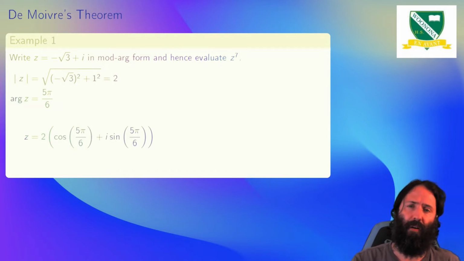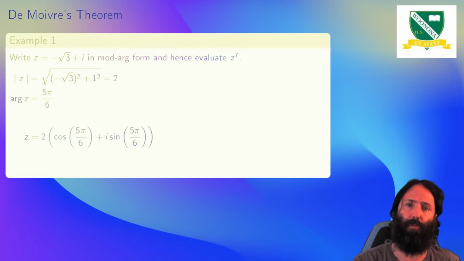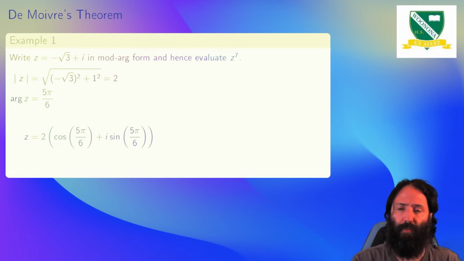Now it's easy to find z to the power of 7 because we have seen from de Moivre's theorem we just need to multiply the argument by 7. Now de Moivre's theorem is set up for a complex number where the modulus is 1, but the nice thing is that if the modulus is anything but 1, all we need to do is find the power of the modulus, and then the process is exactly the same. Just multiply the argument by whatever the power is.